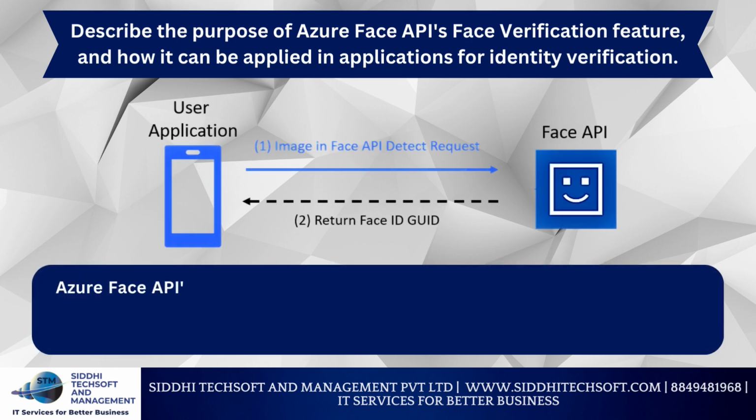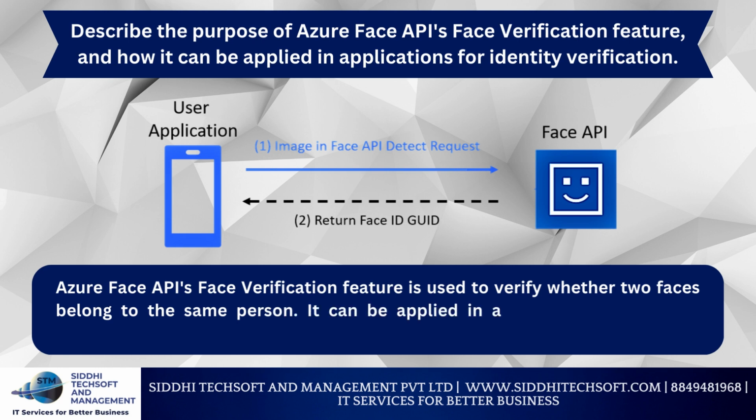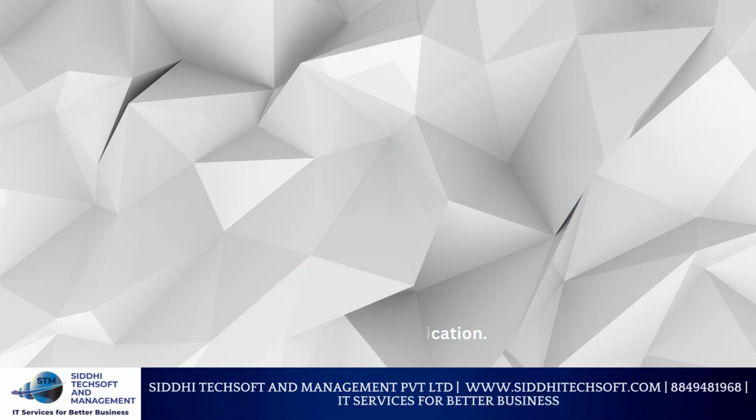Describe the purpose of Azure Face API's face verification feature, and how it can be applied in applications for identity verification. Azure Face API's face verification feature is used to verify whether two faces belong to the same person. It can be applied in applications for identity verification, access control, and user authentication.